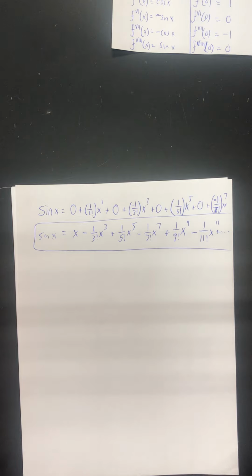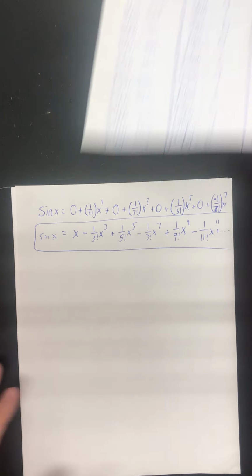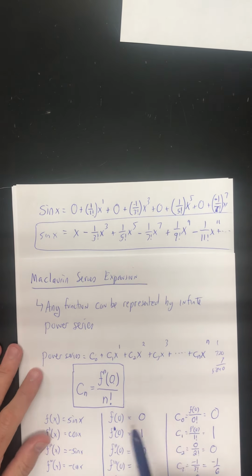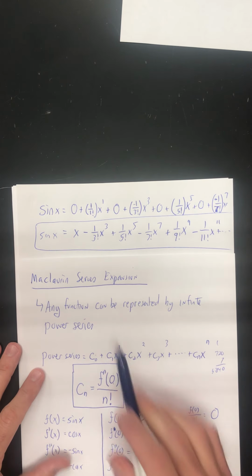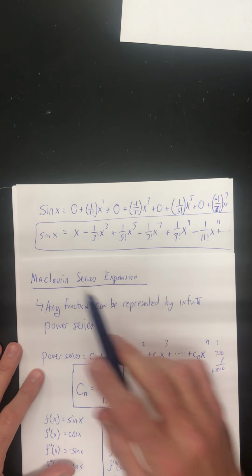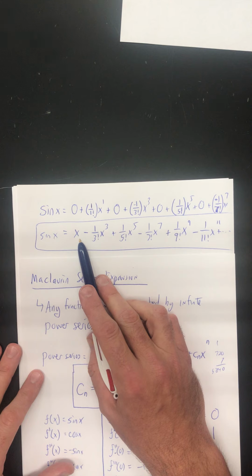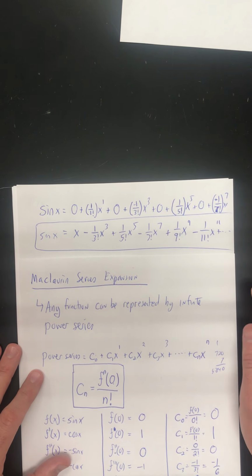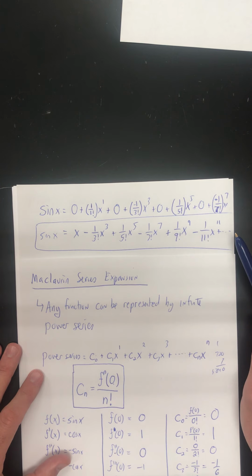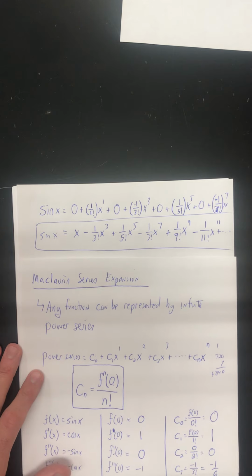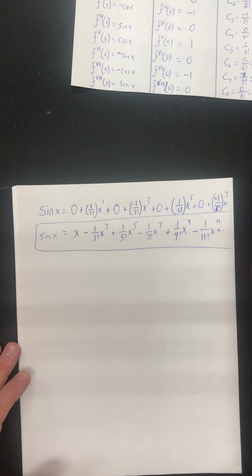But let's look at what we have here. We have a power series, right? But if you notice, the only terms that exist in the power series are what? Oh, odd terms. What type of function is sine? Oh, it's an odd function. I wonder if there's a connection between them. And the answer is most definitely there is.